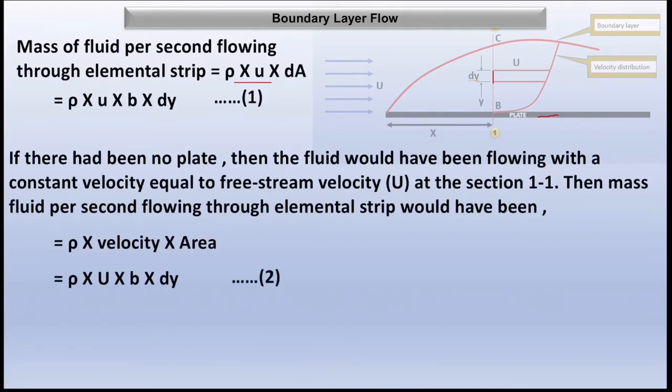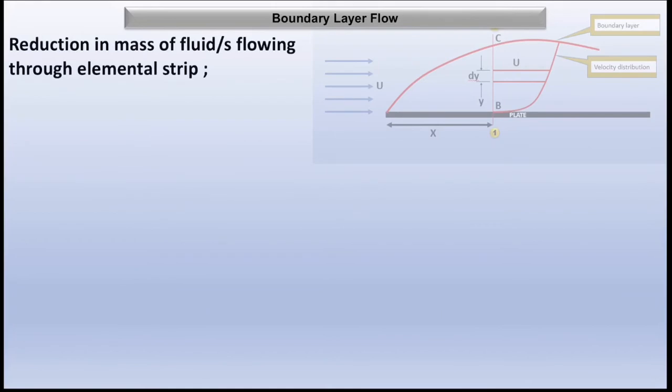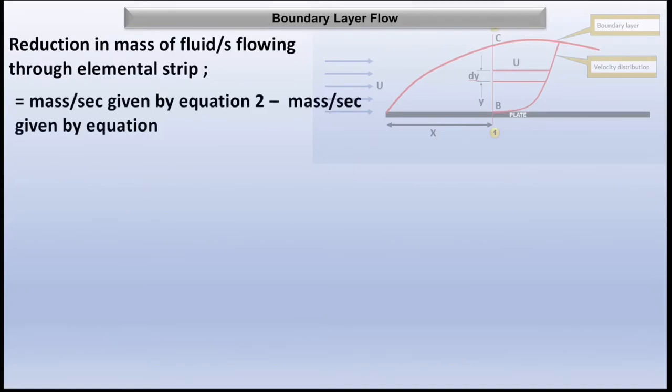Before solving this, we will give this equation as number 2. Hence, there will be a reduction in the mass of the fluid per second flowing through the elemental strip, and that we are going to get by subtracting the mass of the fluid per second given by equation number 2 from equation number 1.